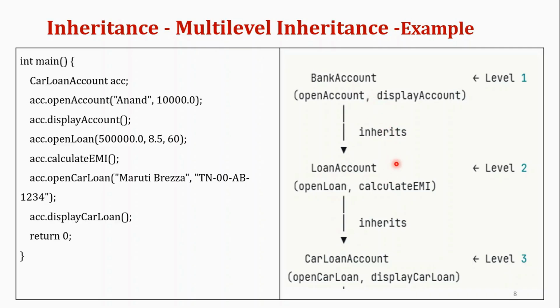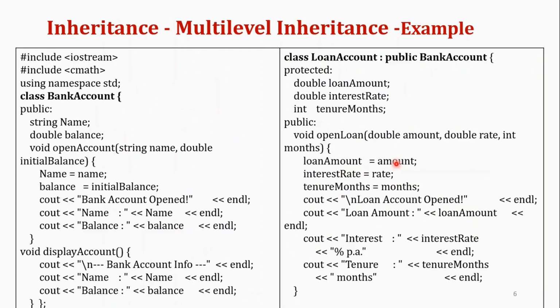So this is the real world example, and we will be discussing the real world example as code. Coming back to the code, bank account is the base class, and it has name, balance, and two member functions. So that is the end of the bank account class.